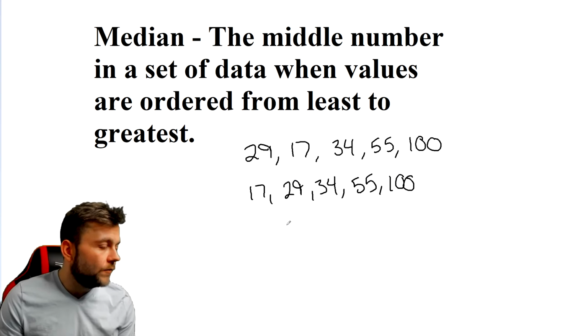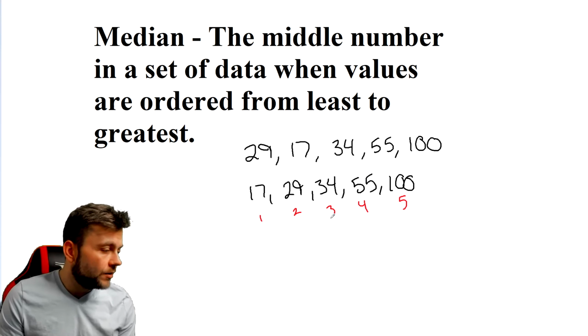And then we figure out which one is in the middle. So 1, 2, 3, 4, 5. So it looks like this one is in the middle. So we have 2 on this side, 2 on this side. So the median number in this data set is 34.